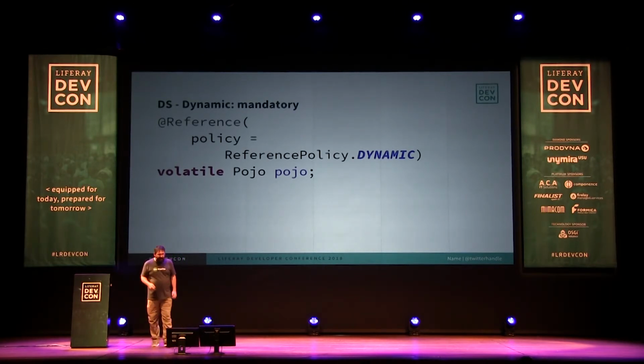Dynamic mandatory. So in DS, if you have a reference and you want it to be dynamically updated as you're running, as your component is alive, then you need to make that field, in this case of field injection, volatile. Otherwise, you're not always going to be able to see the correct state of that field, particularly in a multi-threaded environment, right?